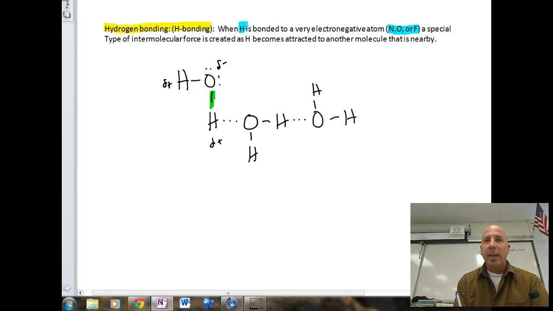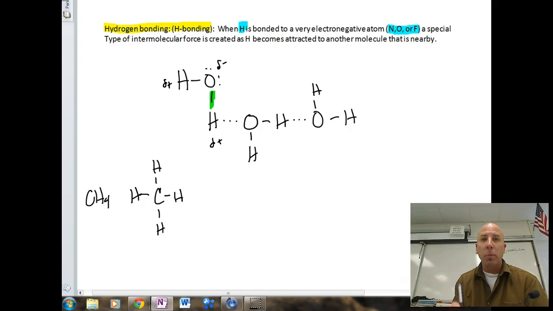Now let's give you a couple of non-examples of hydrogen bonding, when hydrogen is not directly bonded to N, O, or F. And so let's say we have the molecule methane. This is the Lewis structure for methane, which is CH4. Now, in this case, we do have hydrogen present. It is bonded to another nonmetal. We have covalent bonding occurring. But what we see here is hydrogen is not directly bonded to N, O, or F.